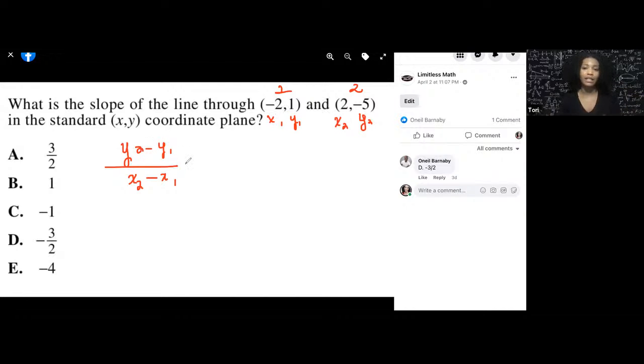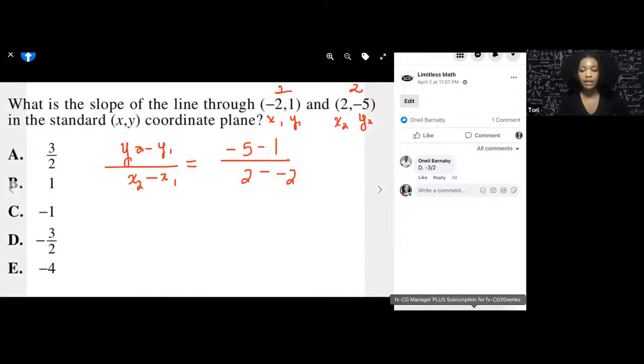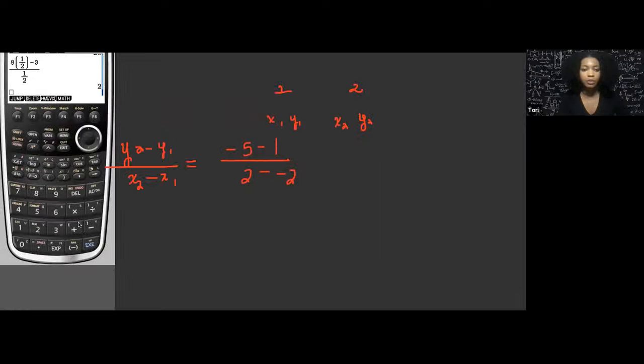And then I just substitute the numbers in accordingly into the formula. And then if it's kind of easy and straightforward, you can do it by hand. If not, you can just plug it into your calculator to get the right answer. So y2 is -5, then minus y1 is 1 over x2 is 2 minus x1 is -2. So there is a double negative there. So I can plug this directly into my calculator as is and let it do the work for me.